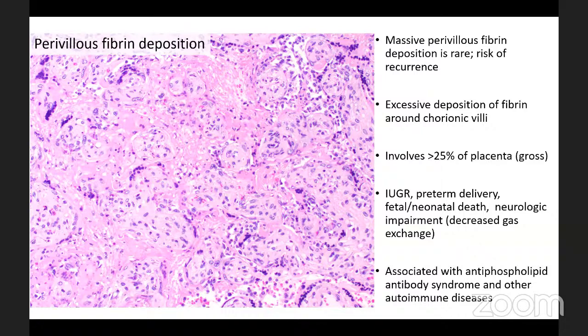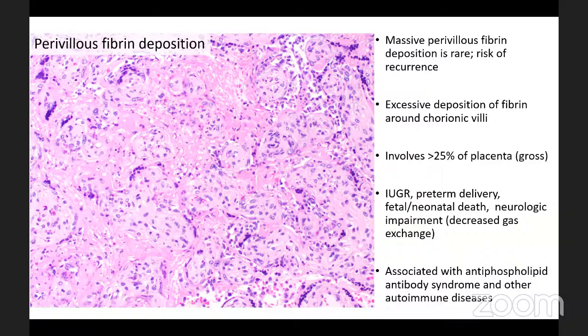And basically, to make the diagnosis of massive perivillous fibrin deposition, again, in the non-infectious state, you need greater than 25% of the placenta to be involved. And this is a gross measurement of 25%. And just like chronic histiocytic intervillositis, massive perivillous fibrin deposition is associated with intrauterine growth restriction, preterm delivery, fetal or neonatal death, neurologic impairment. And all of this is thought to be due to decreased gas exchange from the maternal blood to the fetal blood due to basically obstruction by fibrin. And in the non-infectious cases, this is associated with antiphospholipid antibody syndrome. So again, an autoimmune element.